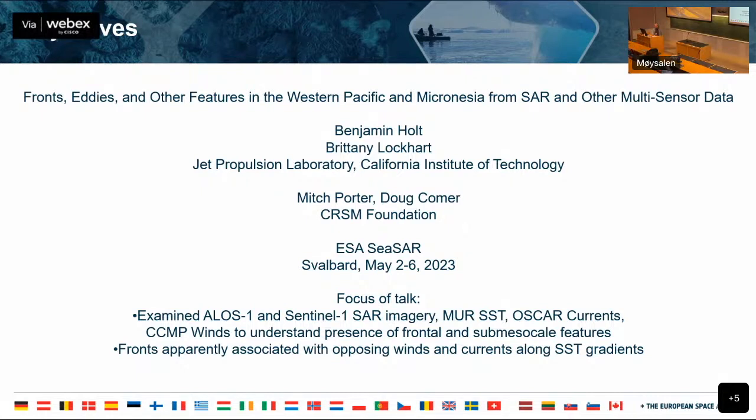And then Oscar currents, which are derived from multi-sensors, also a Kodak product, which I think is like a 5-day average. It's kind of a running window, a 5-day average. And then we started adding another Kodak product called the CCMP, which is a blended sort of a composite wind data to try to understand what we were seeing.